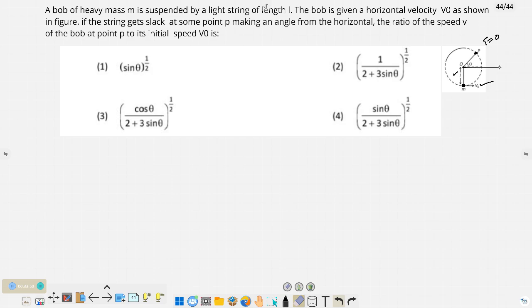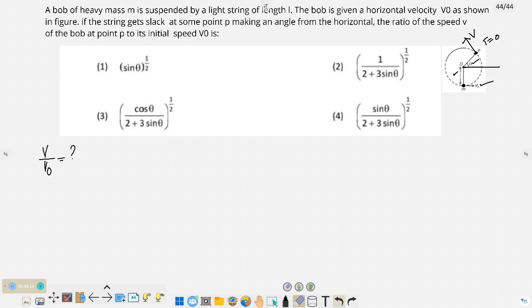This is the horizontal, and it is making an angle theta with the horizontal. The ratio of speed V of the bob at point P to the initial velocity V naught. Initial is V naught, at that point it is V. So they're asking to find the ratio of the speed of the bob at that point, V, to the initial velocity V naught. V by V naught is the value they're asking to find.